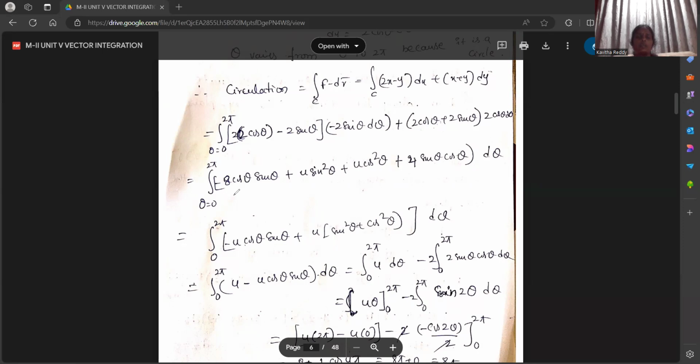Apply all the values in place of that. At last, what you will get? Minus 8 cos theta sin theta plus 4 sin square theta plus 4 cos square theta, plus 4 sin theta cos theta d theta. So then minus 4 cos theta sin theta plus 4 times sin square theta plus cos square theta d theta, from 0 to 2 pi. That gives 4 minus 4 cos theta sin theta d theta, 0 to 2 pi.